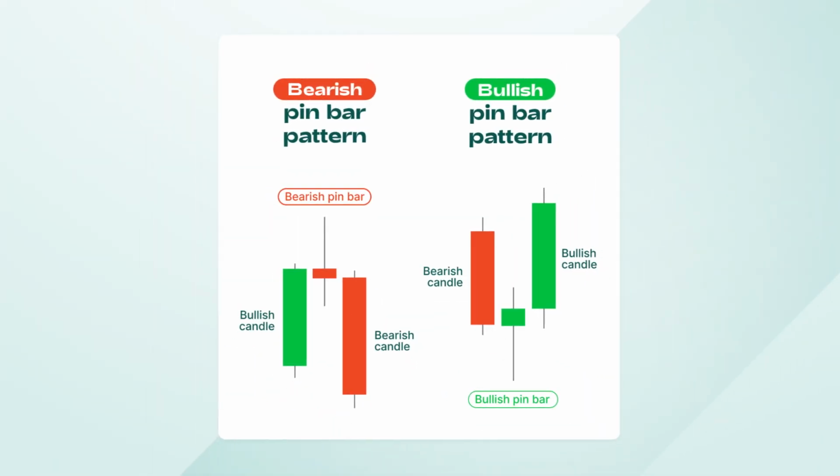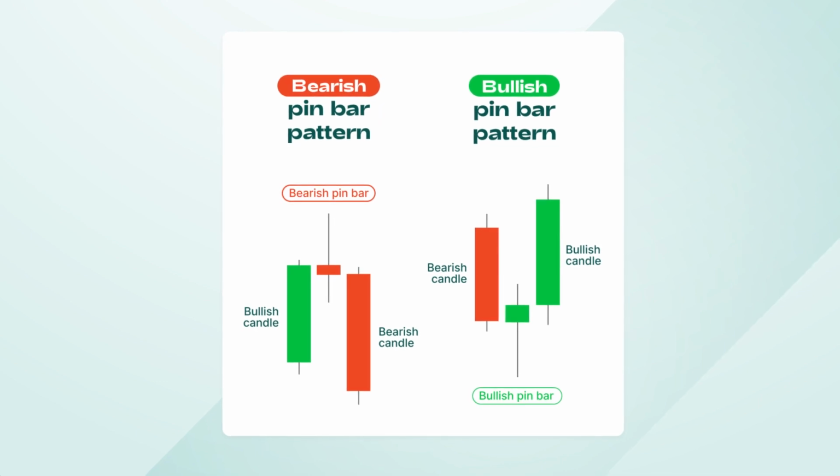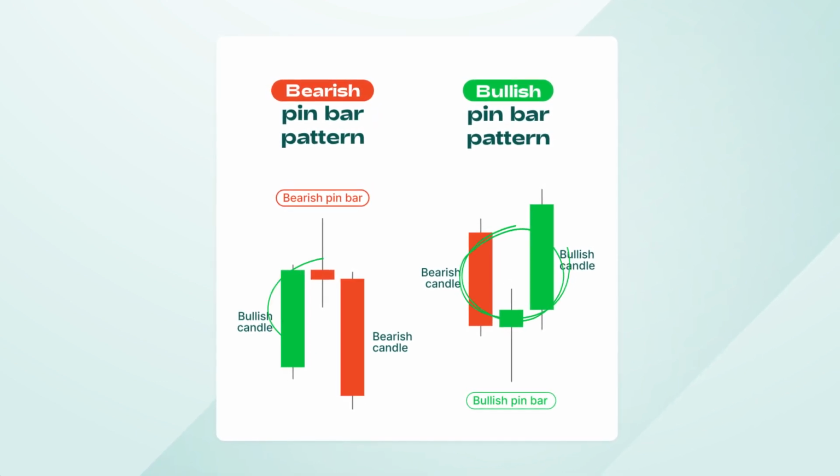So let me start off with an explanation of what a PinBar candlestick is. Now, it's a type of candlestick pattern that is used to signal a potential reversal in price action. And it's really noticeable on the chart because it has a long tail that protrudes from one end of the candle while the other end of the candle has a small body.